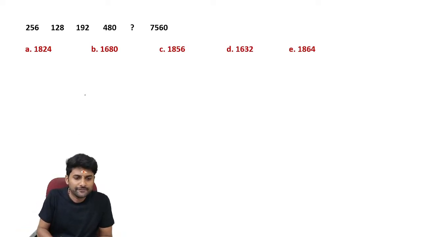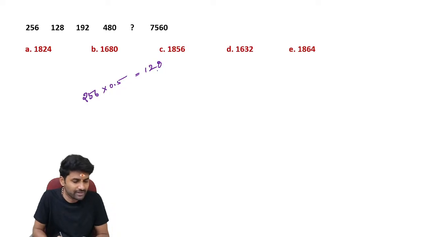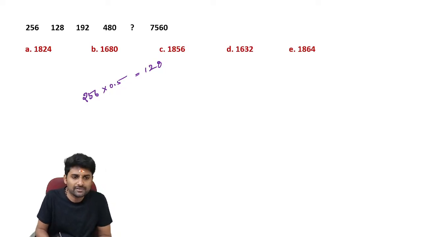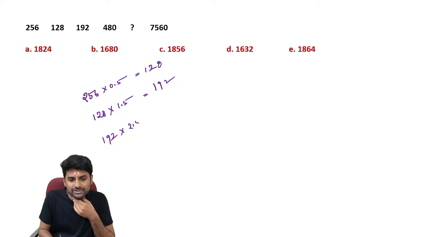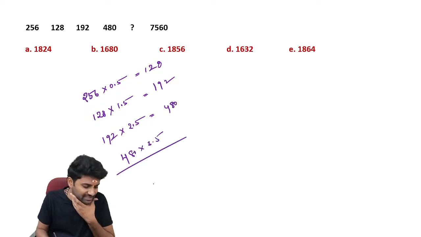Now see, 256 is multiplied by 0.5. Why? Because 128 is half of 256, so it's 0.5 times. Then 128 is multiplied by 1.5: 128 into 1 is 128, half of 128 is 64, and the sum becomes 192. Then 192 multiplied by 2.5 becomes 480. Finally, 480 must be multiplied by 3.5.